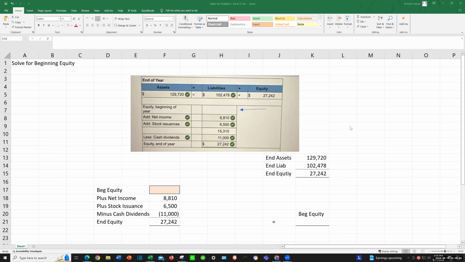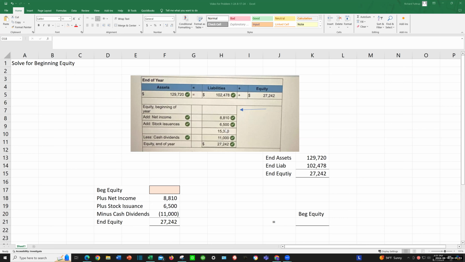Hello, everyone. I have a student who recently asked me about solving for beginning equity. And this student was doing a good job. He calculated ending equity, put in his numbers for assets minus liabilities, which gave him ending equity of 27,242. He knew then he needed to put it into his equation here, 27,242. Also, in his problem, the textbook gave him net income of 8810, stock issuance of 6500.